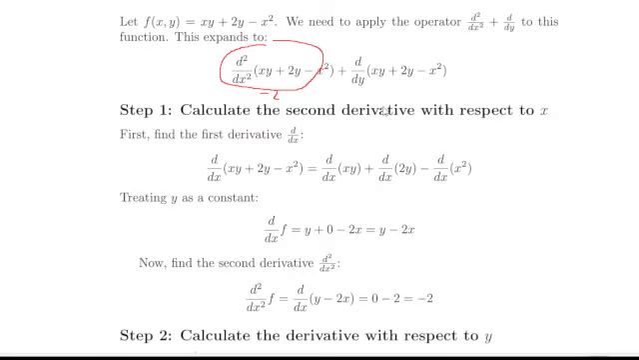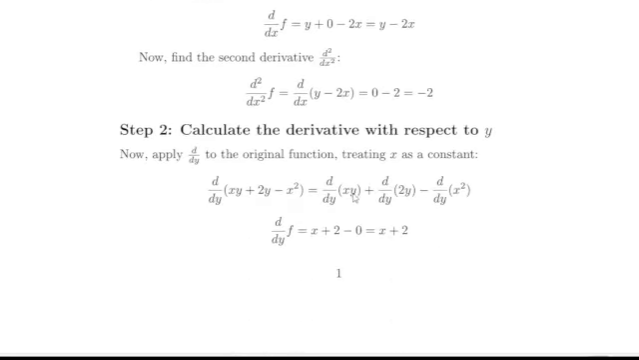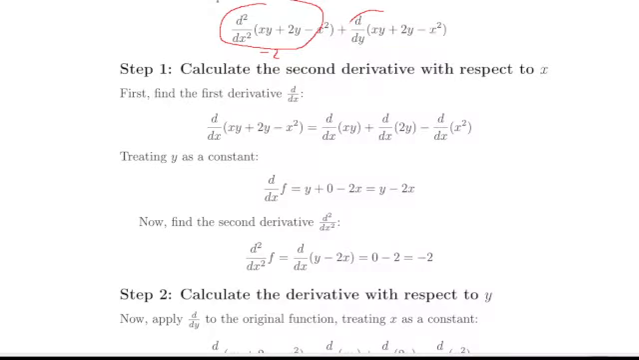Now we want to calculate the derivative with respect to y. We're going to treat x as a constant, so the derivative of xy is x. The derivative of 2y is 2, and the derivative of x squared is 0 because x is a constant. So we end up with x plus 2. So this thing is x plus 2.